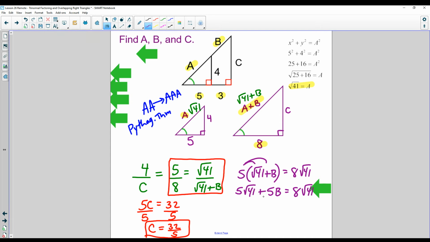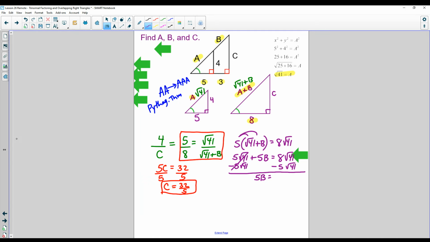Okay, we want to get the B term by itself. So we're going to subtract 5 root 41 from both sides. And remember, 5B equals. I have two root 41s. That's kind of like the same type of term, just like if the root 41 was an x. If I had 8x minus 5x, it would be what? 3x. Okay, so 8 root 41 minus 5 root 41 is 3 root 41. Just add or subtract the coefficients out front of 3. Does that make sense? Hopefully you're nodding your head yes.